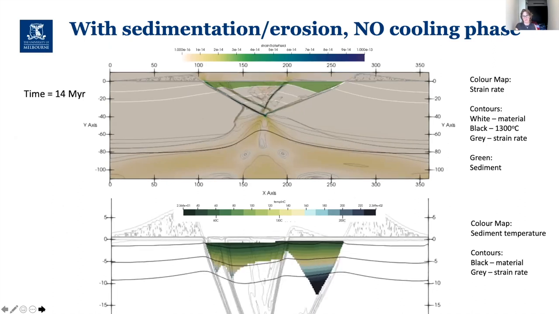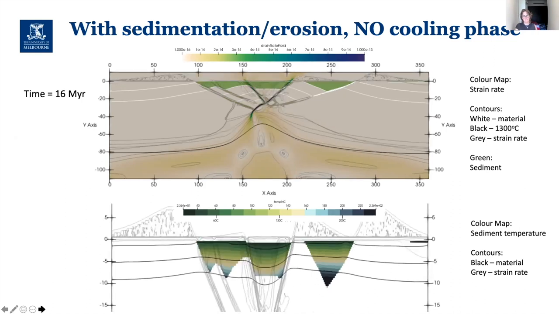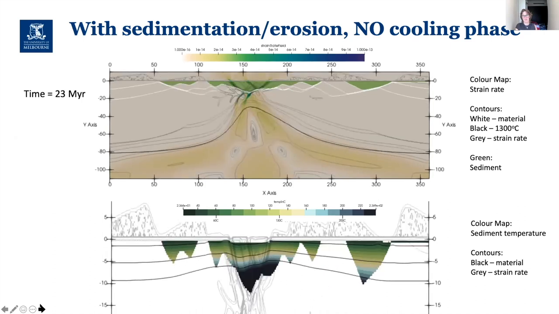Continuing to go through, I'll just step forward in time a bit more. So at 15 million years, the faulting into the shear zones is starting to look pretty interesting, as they progress and migrate across that dominant shear zone on the right-hand side. And at 16 million years, we get a secondary basin forming. And then skipping forward until 23 million years, we have essentially reached the point where we have breakup.